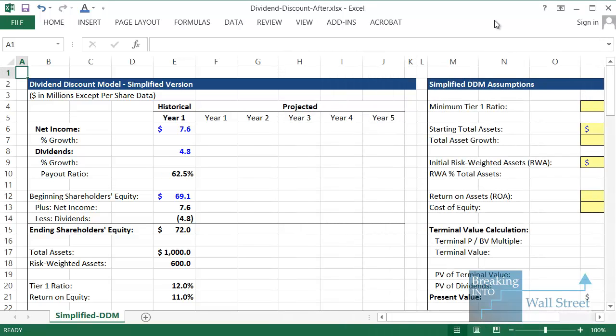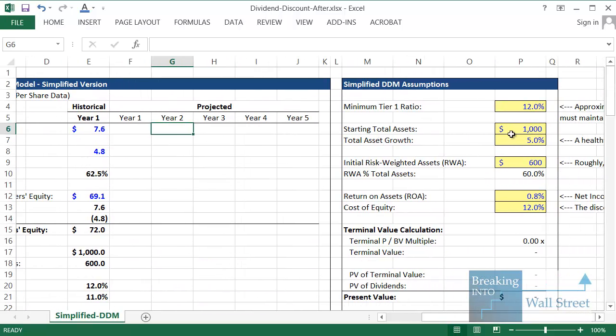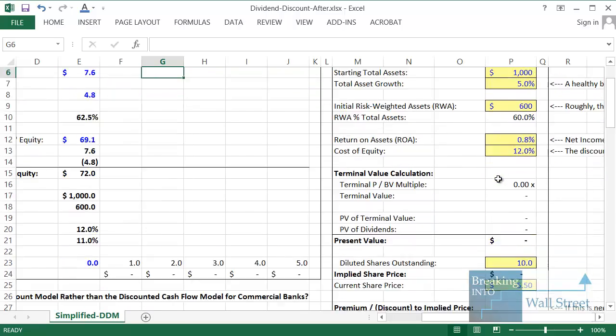Our tutorial on the dividend discount model for commercial banks. This is one of my own personal favorite topics because it is something simple but also something very powerful that you can use to value something other than standard normal companies by using a methodology other than your standard discounted cash flow analysis. So you can see the basic outline of the model here on screen as always, along with our starting assumptions over here on the right side of the page.